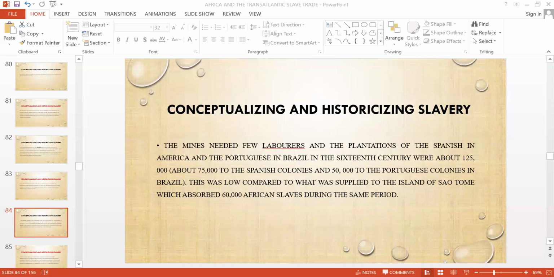When I mean the Americas, I'm talking about North America, what is now known as the United States, and South America. That is all of Latin America. That is Cuba, Brazil, Argentina, Chile, Uruguay, Colombia, and all these areas.